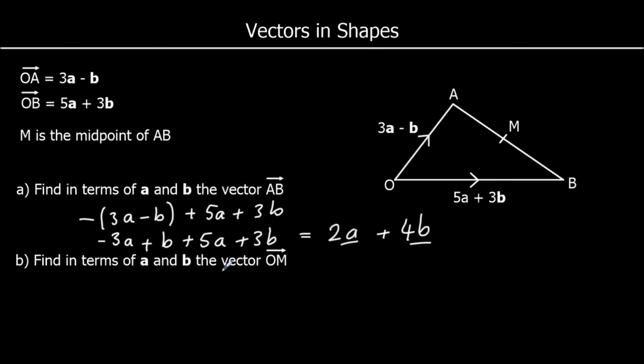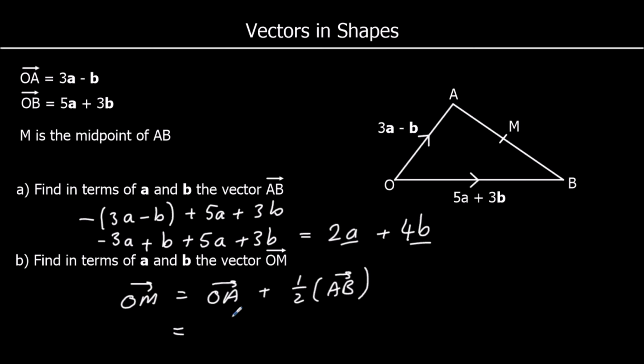Find in terms of a and b the vector O to M. So O to M is going to be O to A plus half of A to B. So O to A and then half of A to B gets us from O to M.